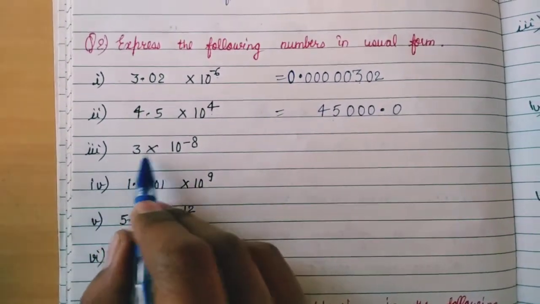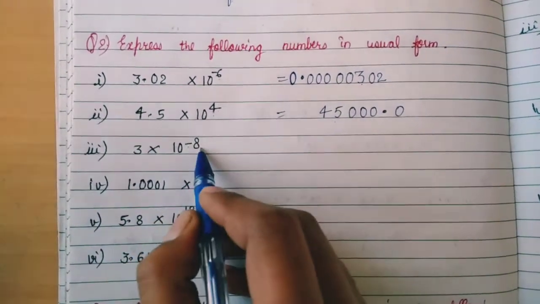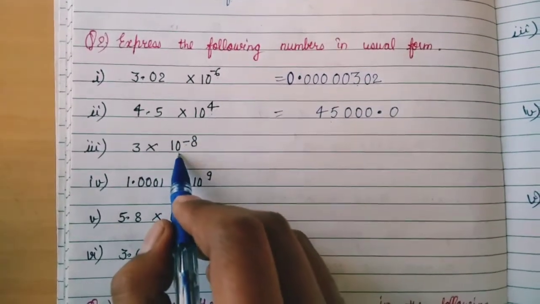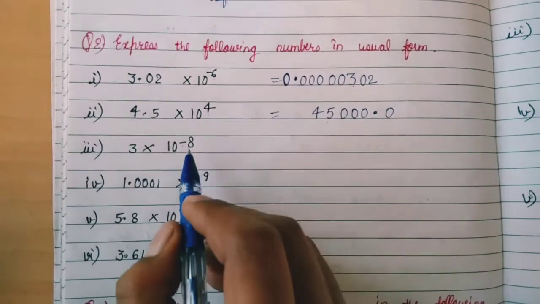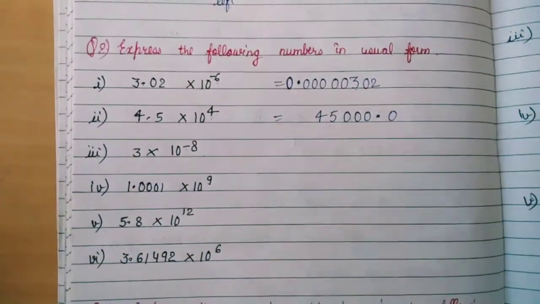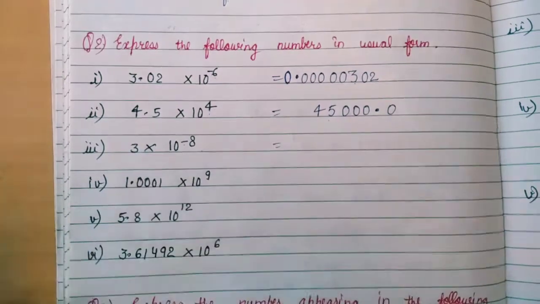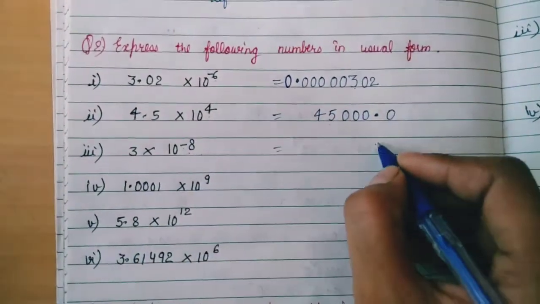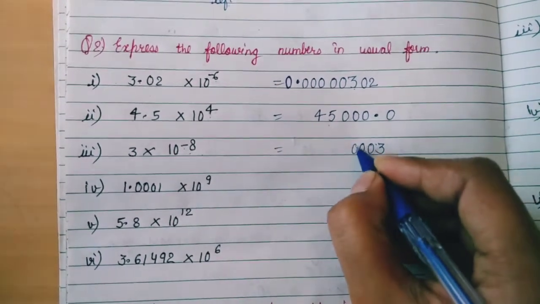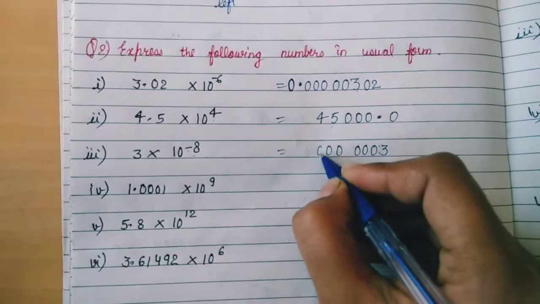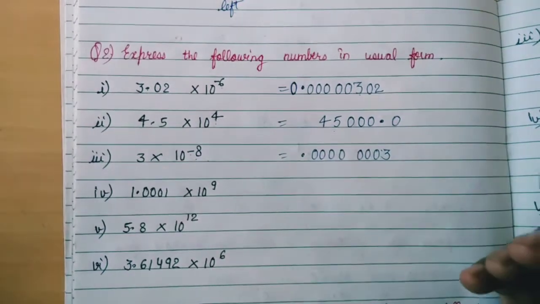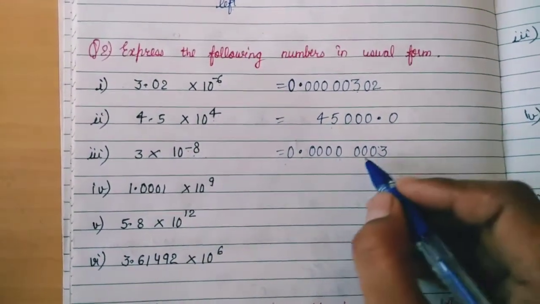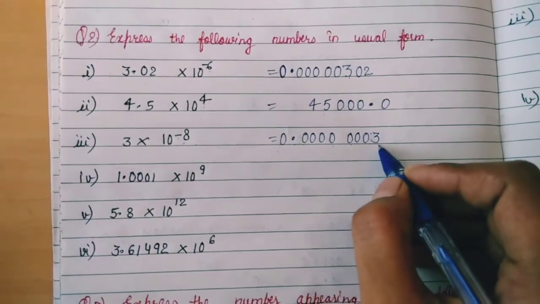Now third one is 3 multiplying by 10 raised to the power minus 8. Minus 8 कब आता है? जब हम डेसिमल को राइट में शिफ्ट करते हैं, और राइट का अपोजिट क्या होता है? लेफ्ट. इट मीन्स अब हमको डेसिमल कहाँ शिफ्ट करना है? लेफ्ट में. कितनी प्लेसेस? 8 प्लेसेस. 1, 2, 3, 4, 5, 6, 7, 8, and here is the decimal. So the answer is 0.00000003.